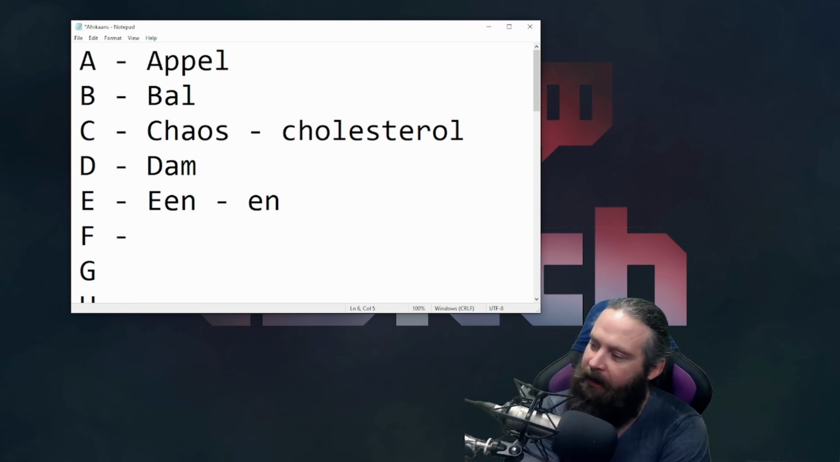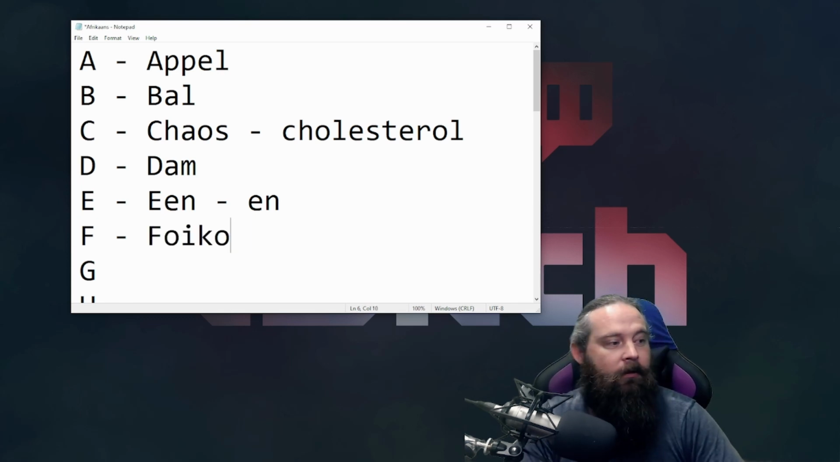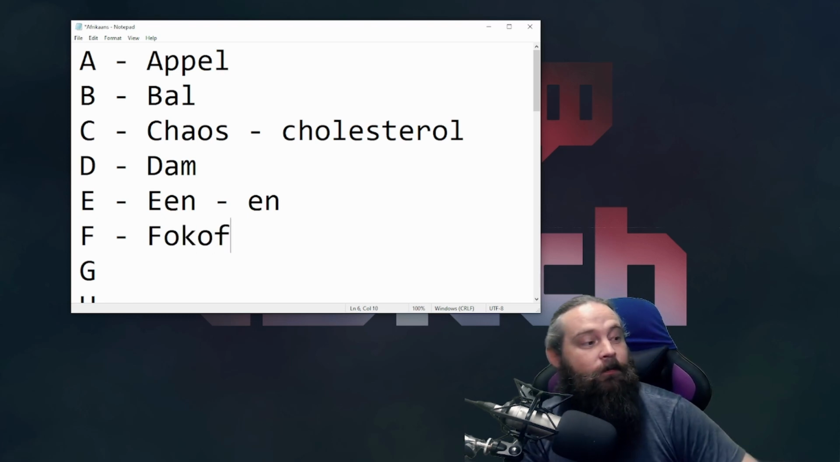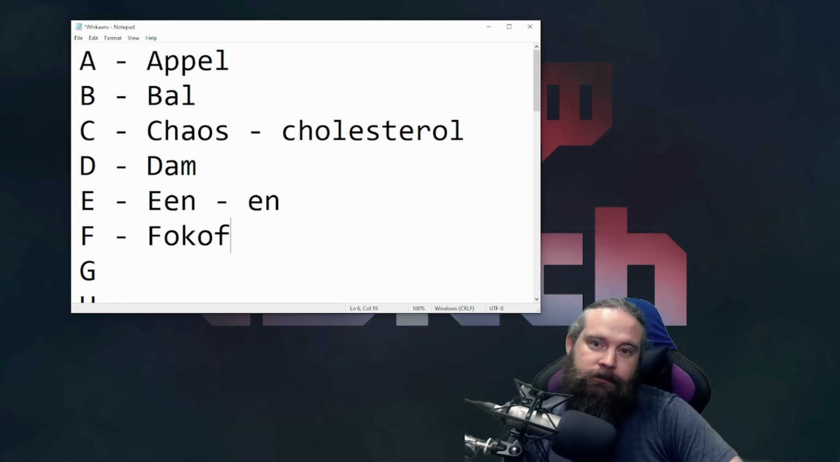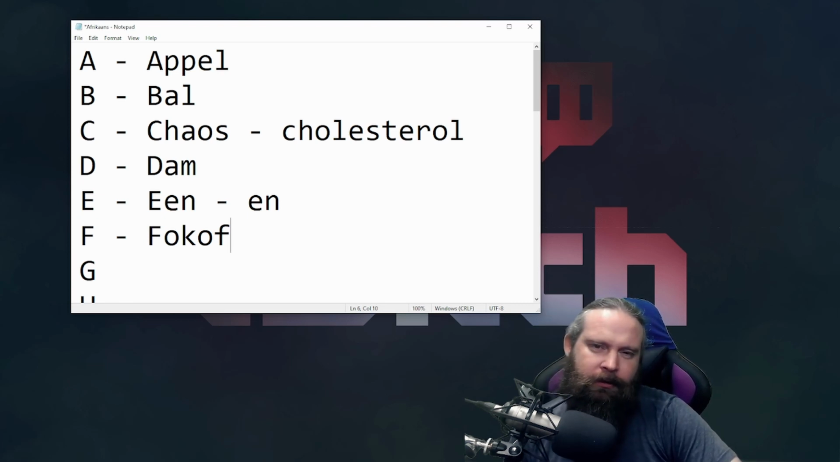F, F is die lekker ene. F is vir, as ek kan spel, F is vir fok off. F, fok off. Right? F, fuck off. Right? Figure out what fuck off means, you know?